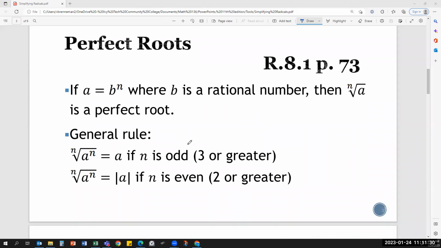General rule, basically the root and the power undo each other. If it's an odd root, if it's an even root, if you take the power and then the root, you could do that with a negative number. The power is going to turn it positive, then the result is going to be positive. So taking the power and then the root essentially makes that negative number turn positive.